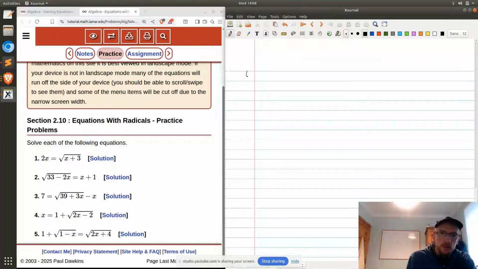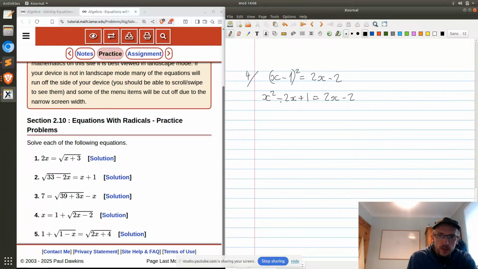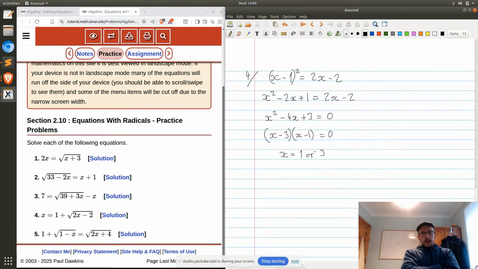Problem 4, problem IV, if you like. So x minus 1 is, well, square it first and set it equal to 2x minus 2, and then expand it out. So x squared minus 2x plus 1 equals 2x minus 2, and move it over. So x squared minus 4x plus 3 is equal to 0. And factorize. Okay, 1 or 3. Check.